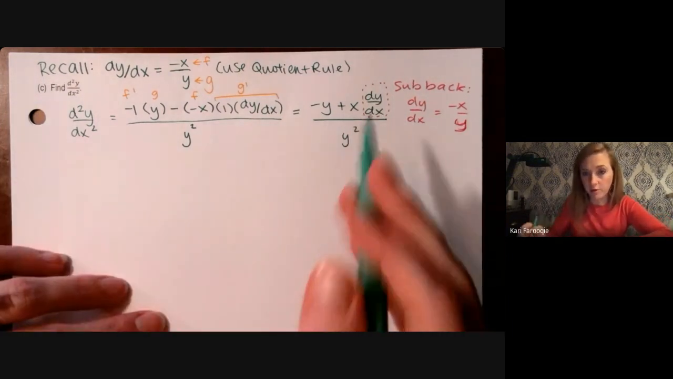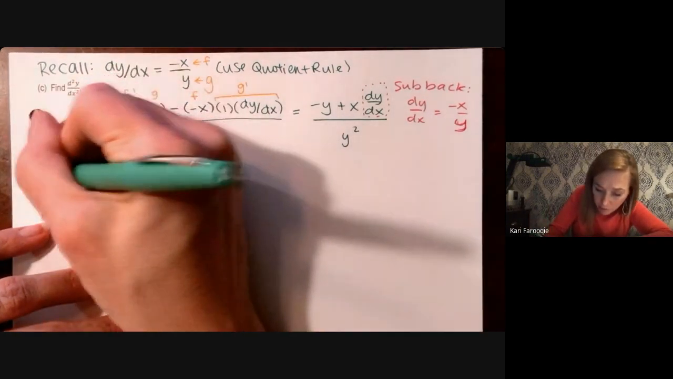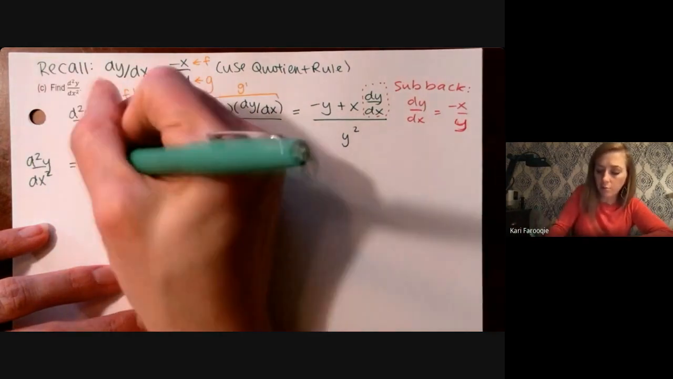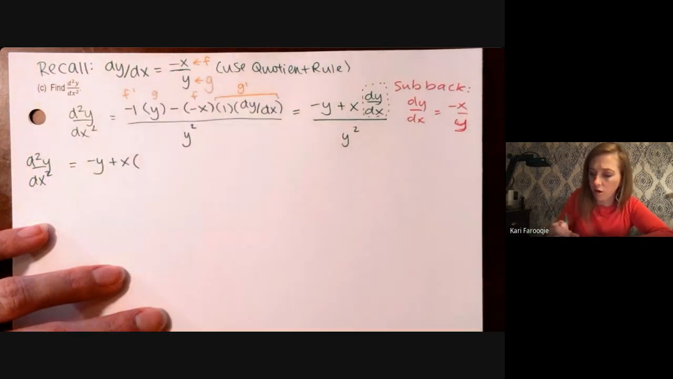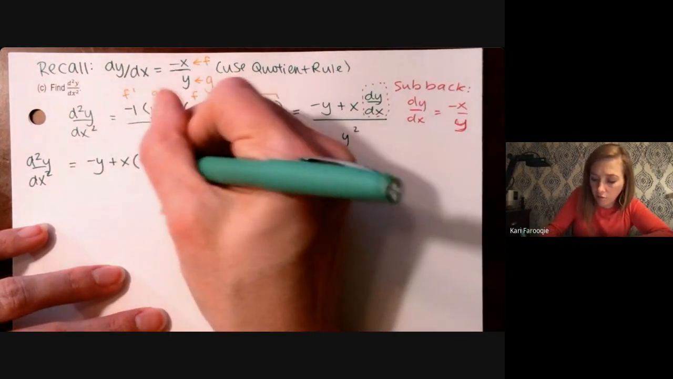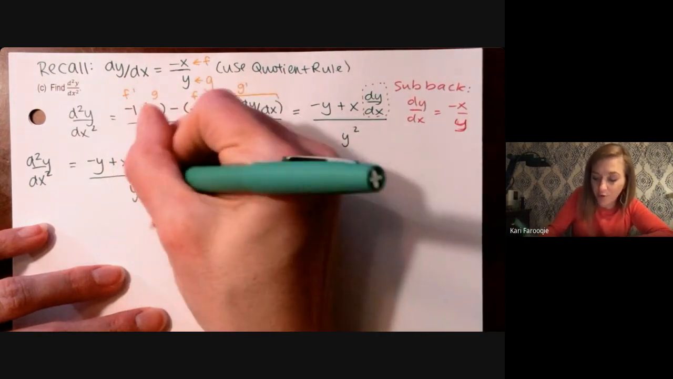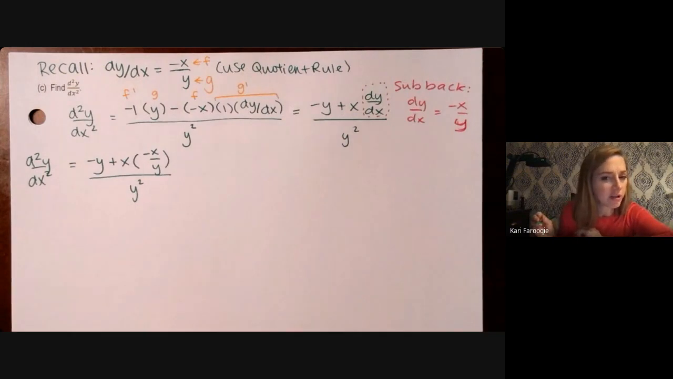So where I see the dy/dx, I'm going to swap it out for negative x over y. So I'm still obtaining my second derivative here, but now I have negative y plus x times negative x over y, squared.